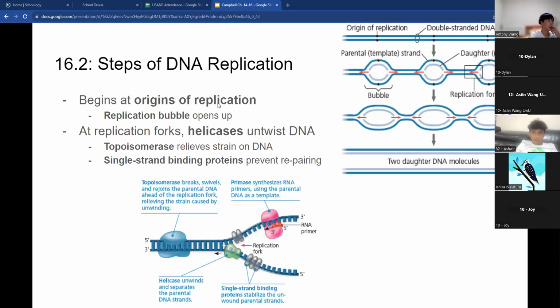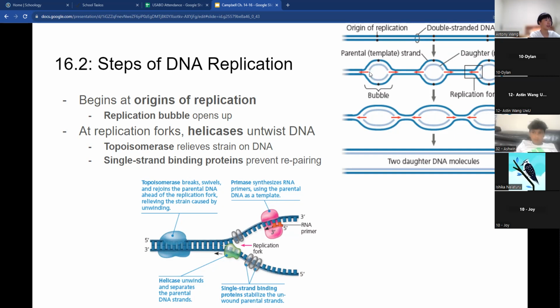Here's how DNA replication works. First, the replication assembly gathers at an origin of replication. This is just a starting point for DNA replication. In eukaryotes, there are many. In bacteria, there is a single one. At these origins, replication starts and goes both ways, and it forms a bubble.